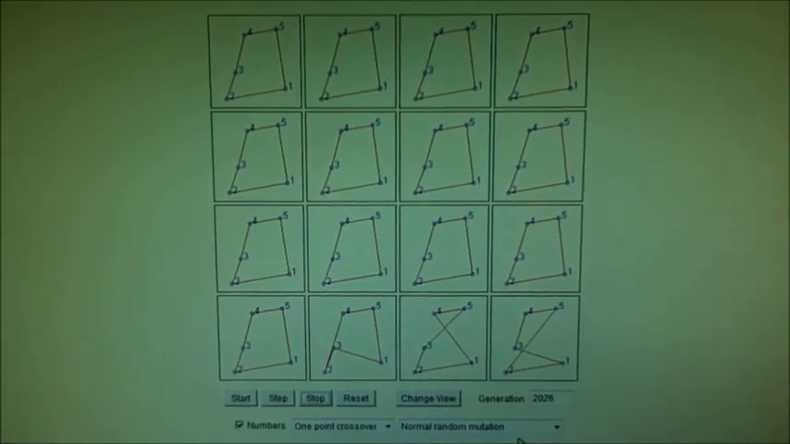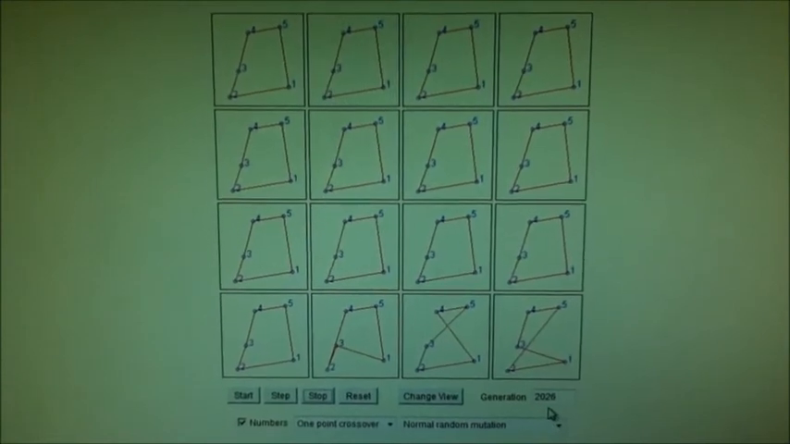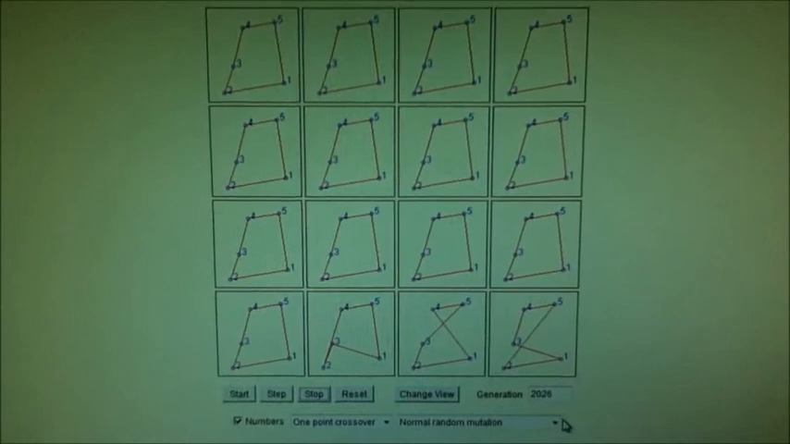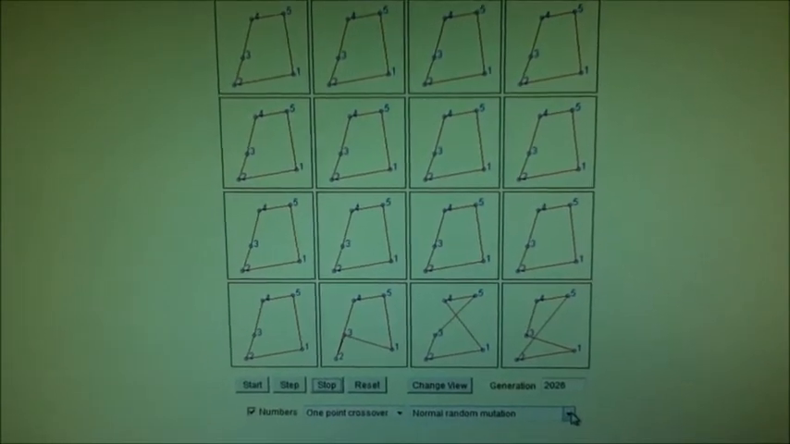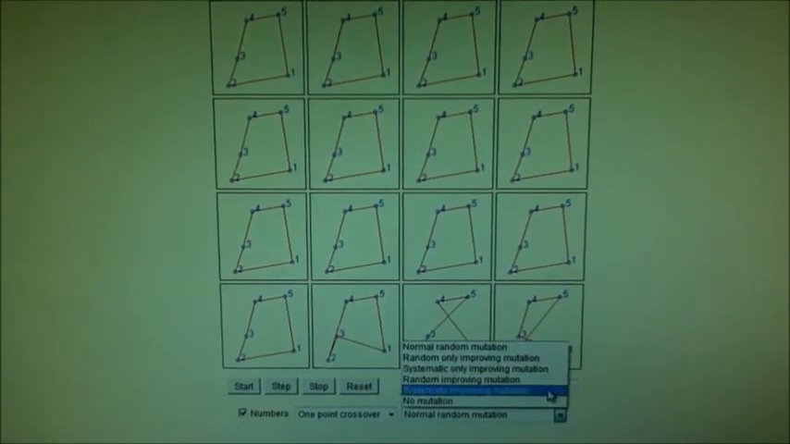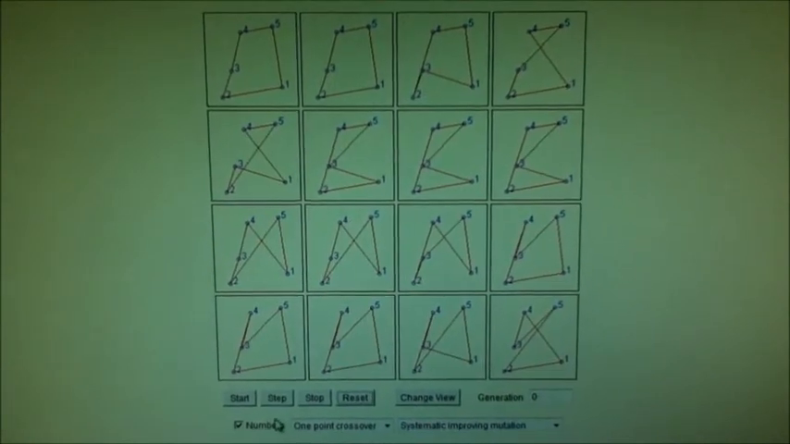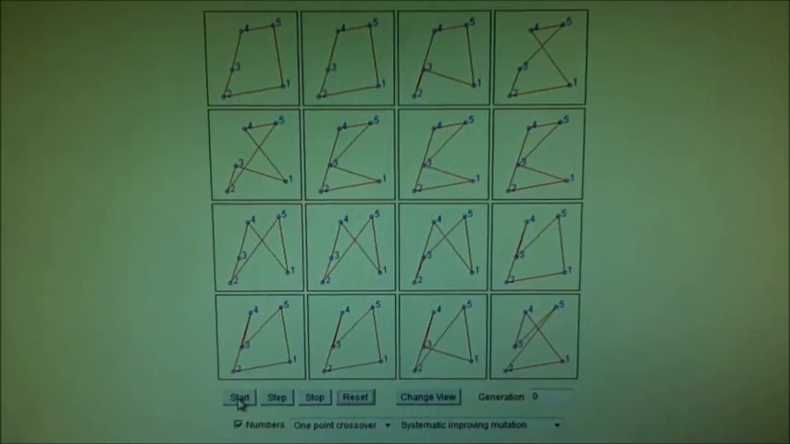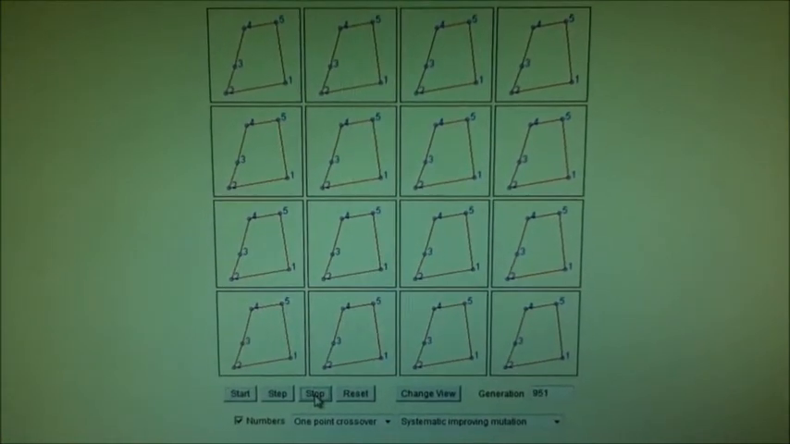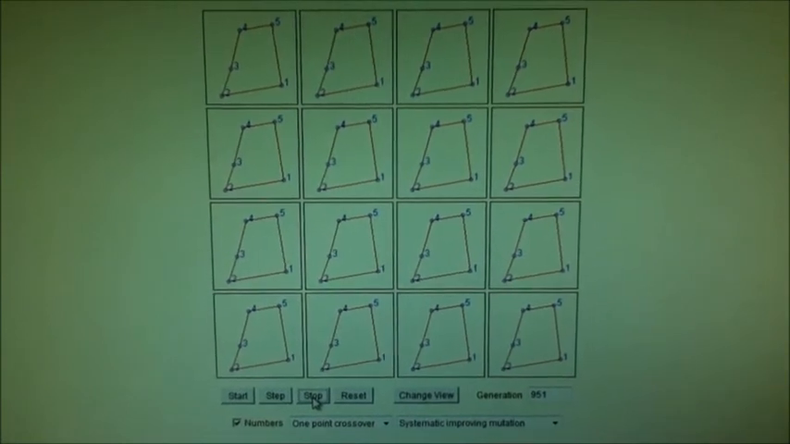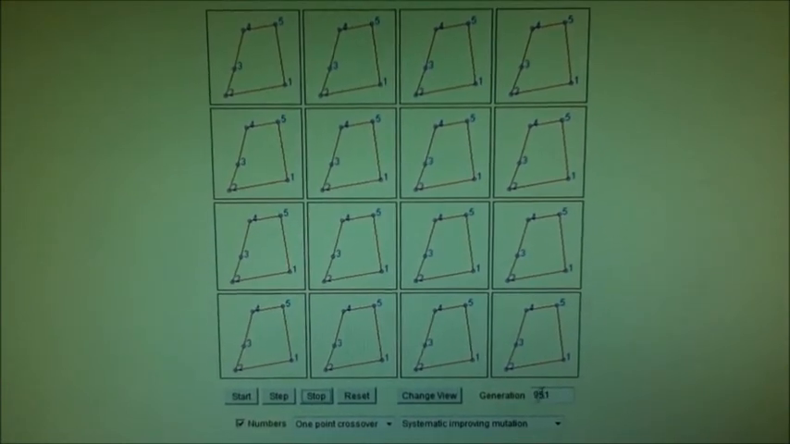As you can see, within 2000 generations, 13 of the solutions are the same. So basically we have arrived at our answer. But in case we use the systematic improving mutation, then we can arrive at a solution much faster because this checks the fitness of each mutation. As you see, it has arrived at a solution within 900 generations, and thus it's much more efficient.